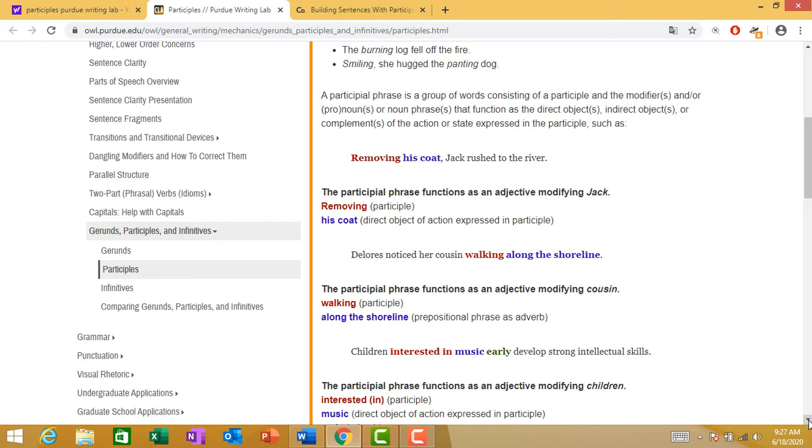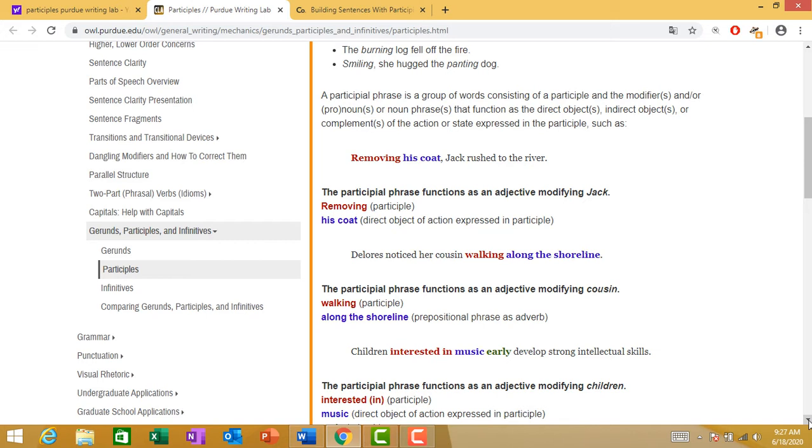So this is because the participial phrase functions as an adjective. Let's keep going. The participial phrase functions in this sentence as an adjective that modifies Jack.